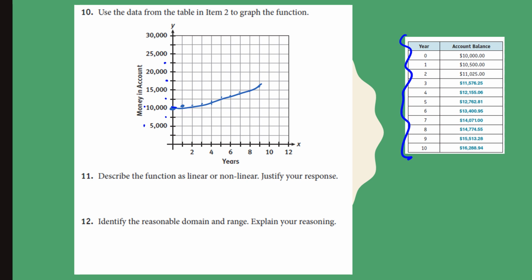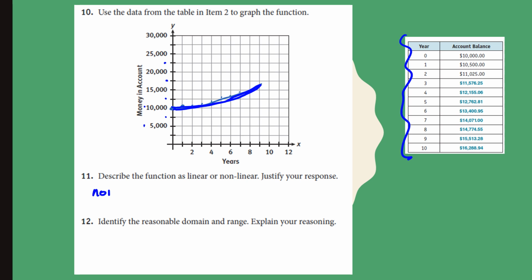Mine's not very smooth, but it should be roughly like that. And then, so pause it, get yours done, and then come back to this. And describe the function as linear or nonlinear.